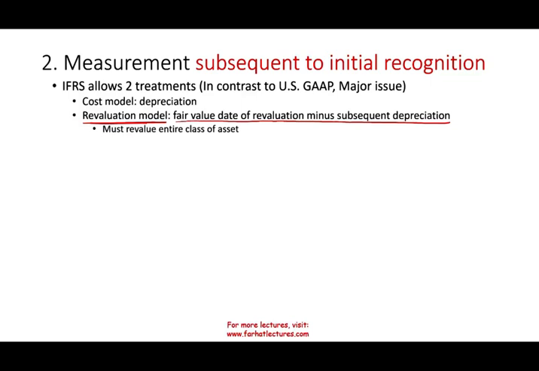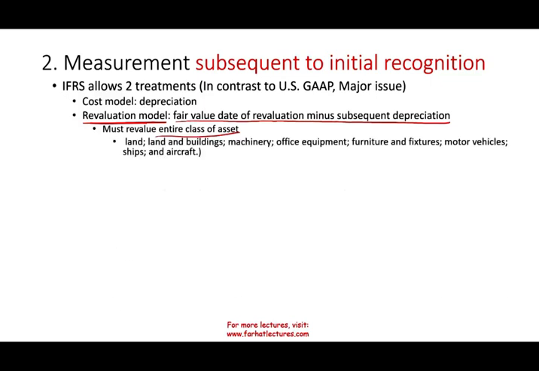Must revalue entire class of assets. So when you do this revaluation, it applies to the entire class. You cannot select. What is an entire class? You might have land and building, machinery, office equipment, furniture and fixture, motor vehicle, ships and aircraft. Those are different classes. You must also provide detailed disclosure for each class. Whether you revalue it or not, you still have to provide the detail.